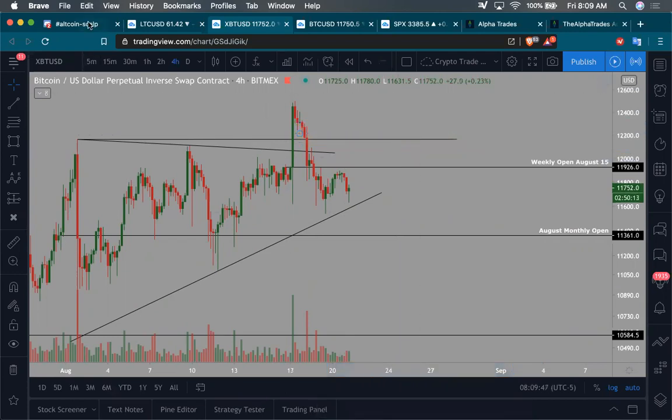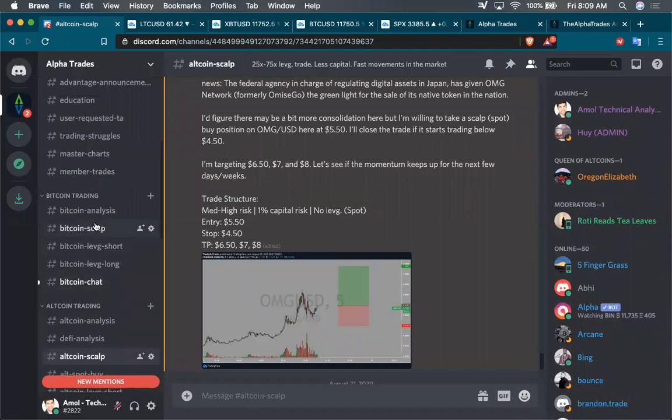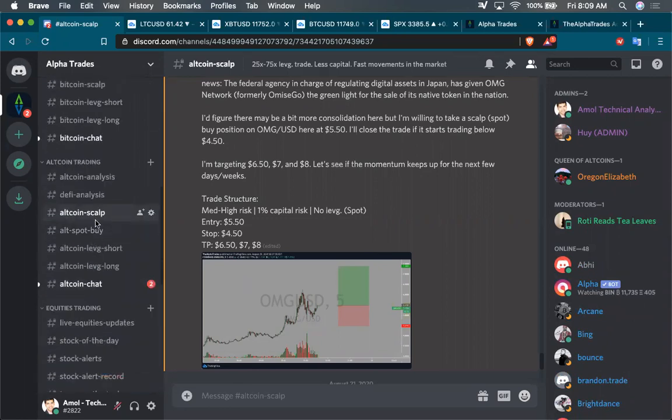So I usually let my Advantage members know exactly what I'm doing in the market, whether we're taking trades in the Bitcoin area, leverage long, short, scalp, same thing with altcoins. We've been trading altcoins like madmen, and it's been really solid a couple of weeks. And I expect it to last pretty much for the next several months, to be honest.